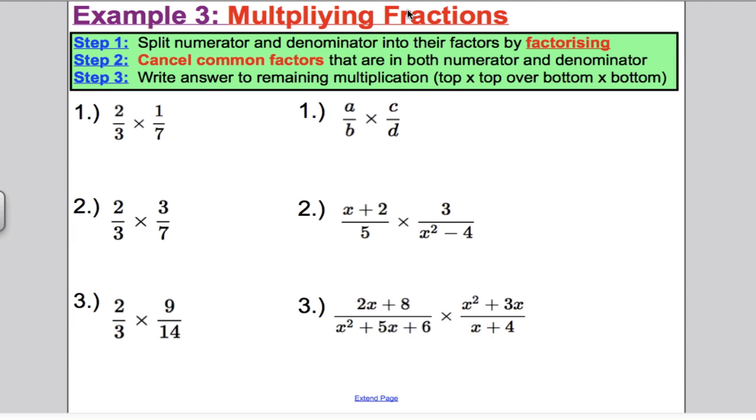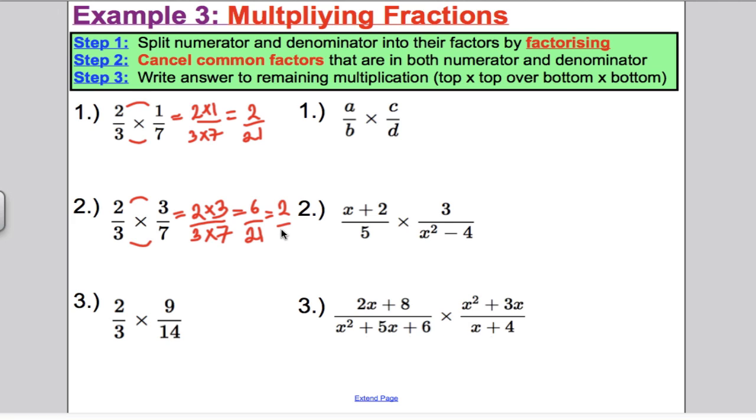So multiplying fractions. Before we look up here, let's just think about what we do with numbers. You should remember that when you're multiplying fractions, you just multiply top by top and bottom times bottom. So we would get 2 times 1 over 3 times 7, which is simply 2 over 21. And here we do the same thing. So we would get 2 times 3 over 3 times 7, which is 6 over 21, which we can actually simplify because 3 goes into top and bottom, and we could write that as 2 sevenths.